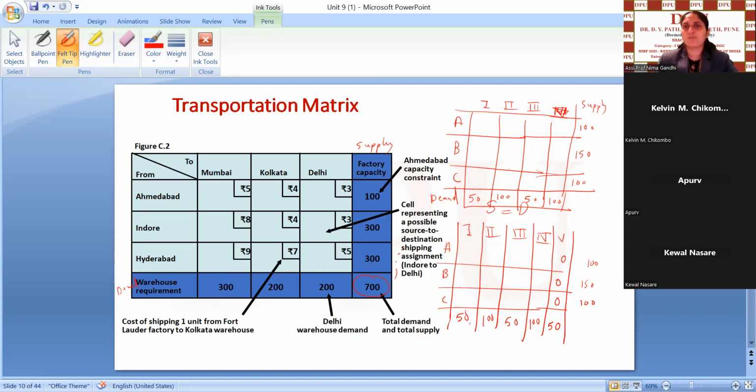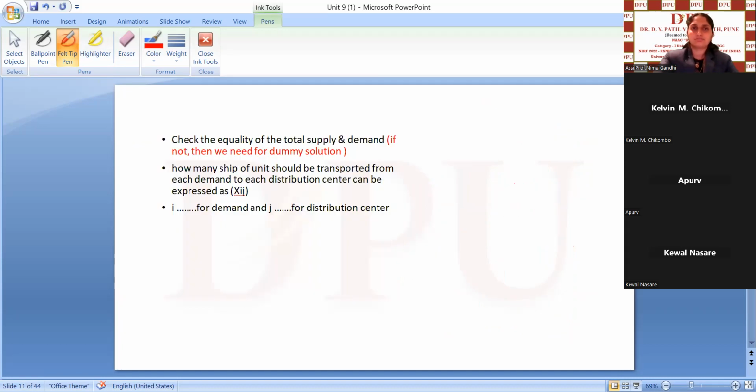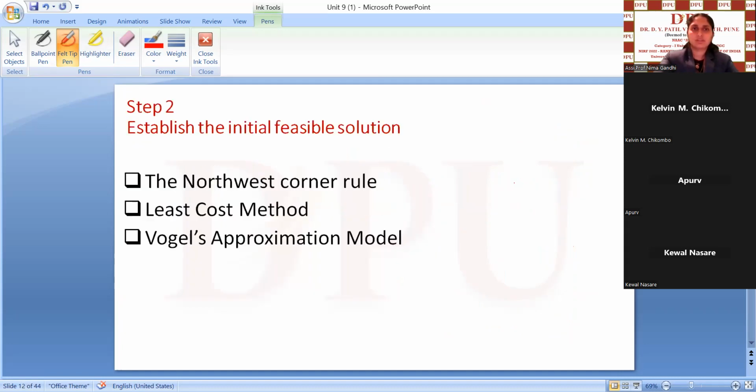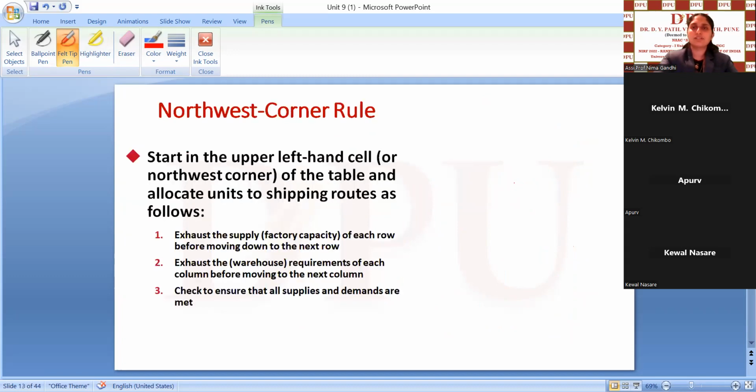So if your problem is not balanced, first you have to balance your problem and only then can you solve it. So we'll start with the northwest corner rule. Let's see how to solve the problem using the northwest corner rule.